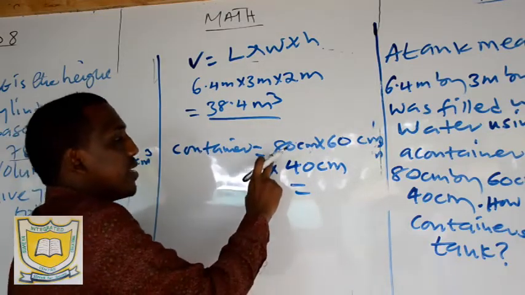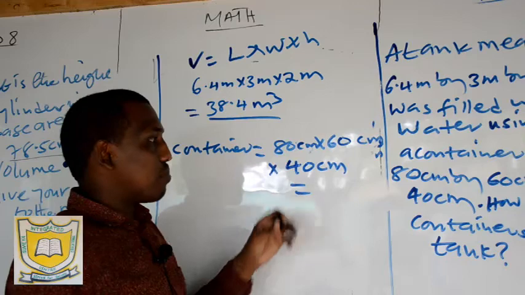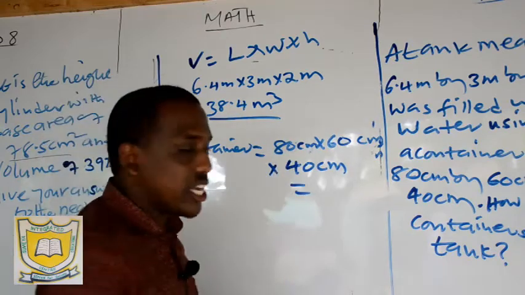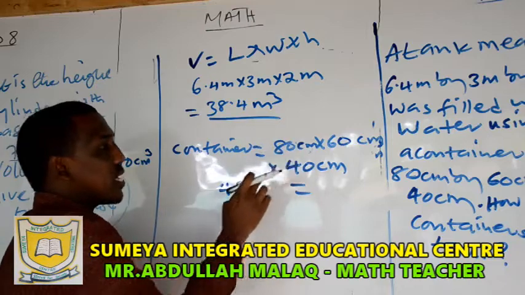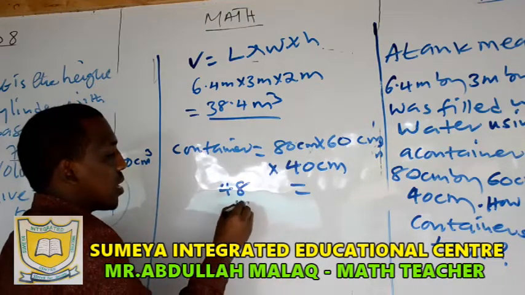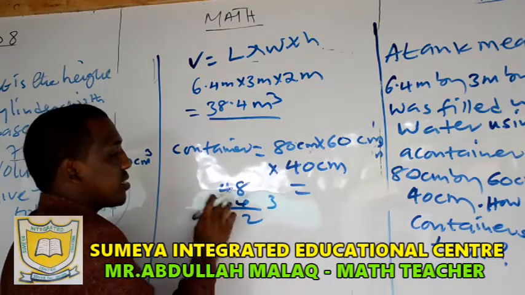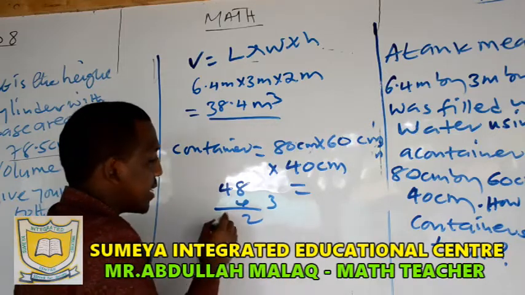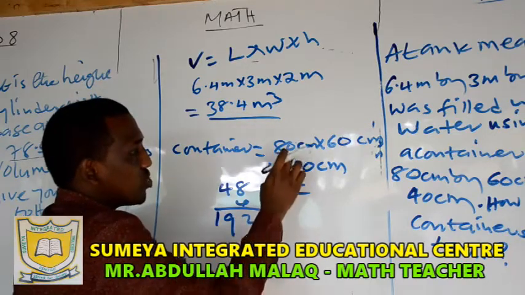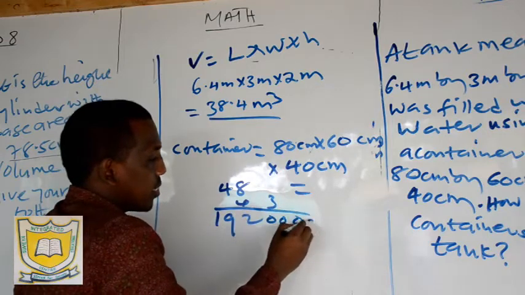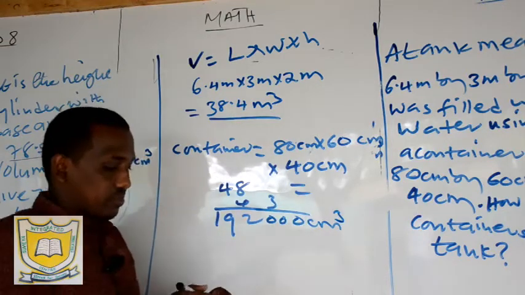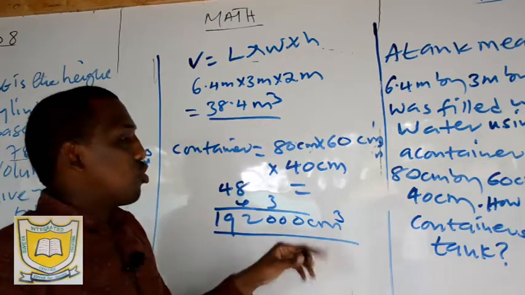We say 8 times 6, then times 40. 8 times 6, 48, then times 4. 4 times 8, 32, 2 carry 3, 16, 17, 18, 19. So 19. Then how many zeros? 1, 2, 3. You will get cubic centimeter. This is the volume of the container.